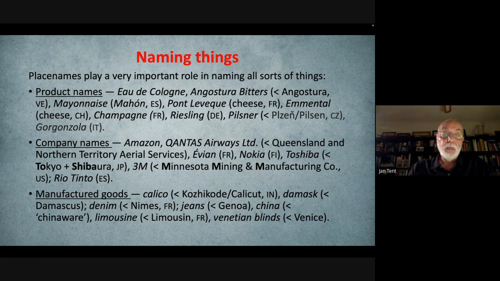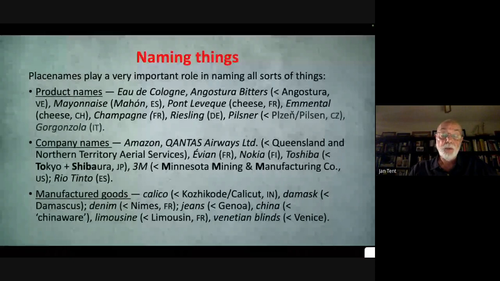Company names, you can see there: Amazon, Qantas Airways (Queensland and Northern Territory Air Services), Toshiba, coming from Tokyo and Shibaura, 3M comes from the Minnesota Mining and Manufacturing Company, and so on. Manufactured goods, which are now just plain common nouns: calico, damask, denim, jeans, limousine, Venetian blinds, etc. They all come from place names.